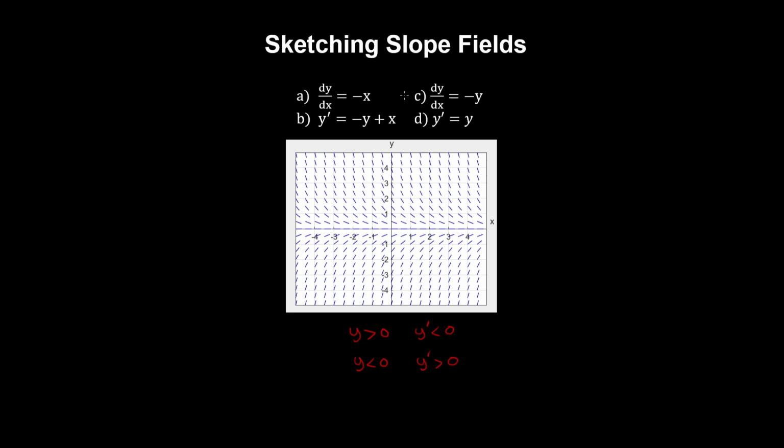So therefore, C is the correct answer, because for negative y, the slope field is positive. And we'll get some practice in sketching the slope field using tables in the following problem.